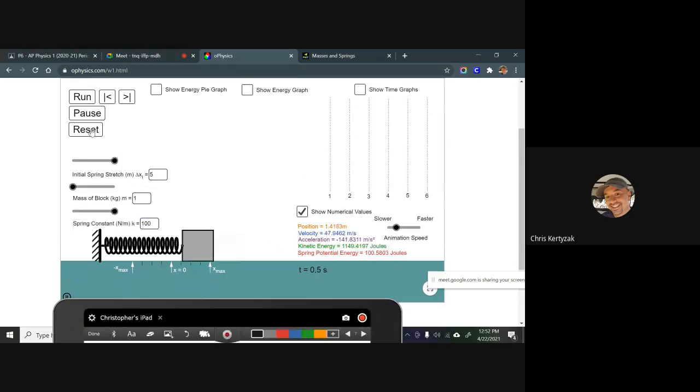Oops, sorry, reset. Trying to run. Oops, it's happening so quickly. Sorry, reset. Run. Okay, now pause it. Now I can go 1 frame at a time. Back 1. I'm getting 0.63 seconds.